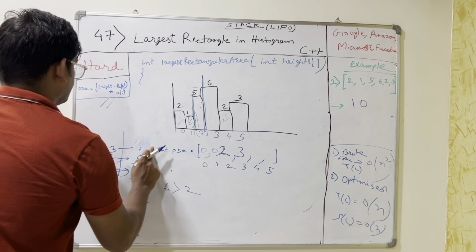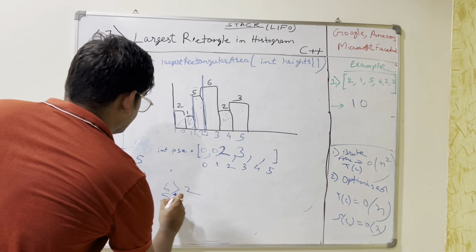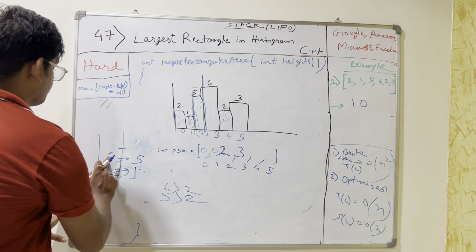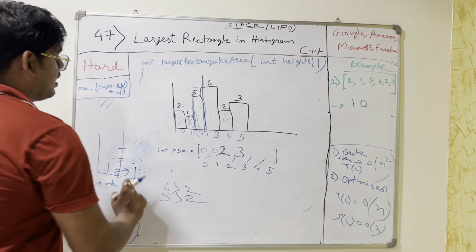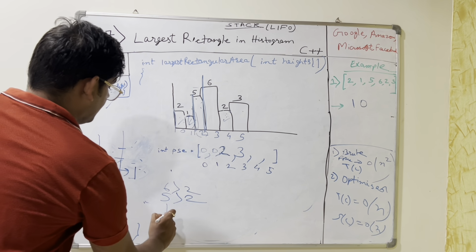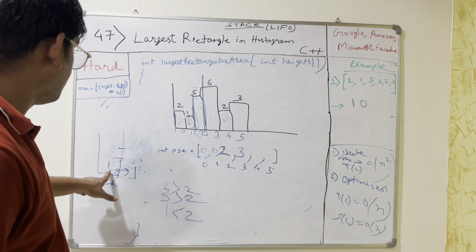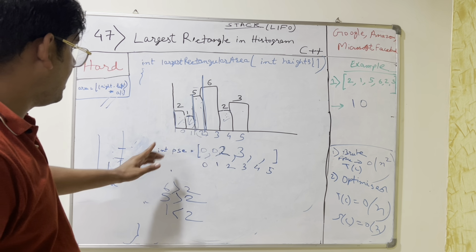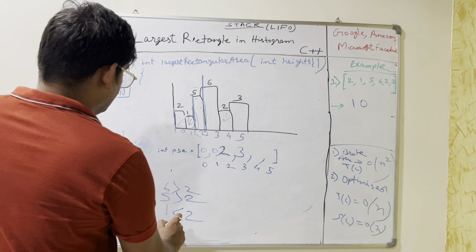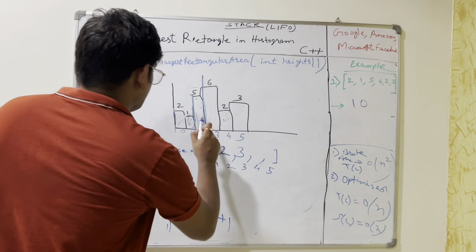6 is greater than 2. Next, what is the element? 5. 5 is also greater than 2. We are interested in finding the left boundary, the previous smaller, so we'll pop this out. What is the next element? 1. So 1 is actually less than 2. So what is the boundary for 1? What would be the left boundary? Its index is 1, so we will increment it by 1. So it would be 1 plus 1, 2.